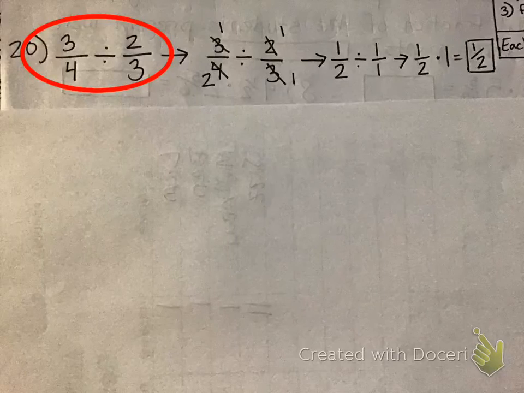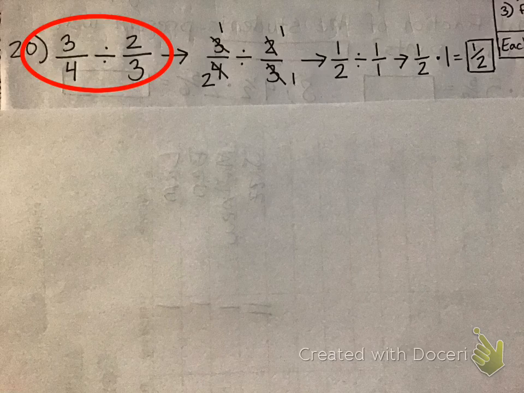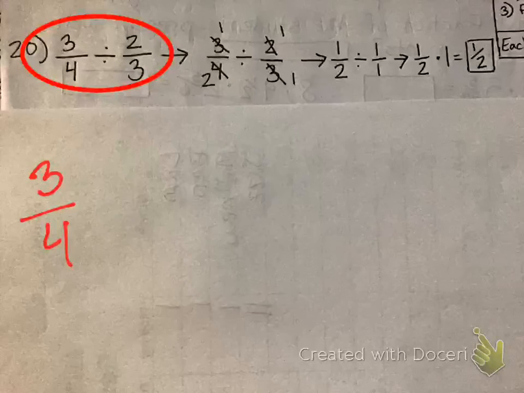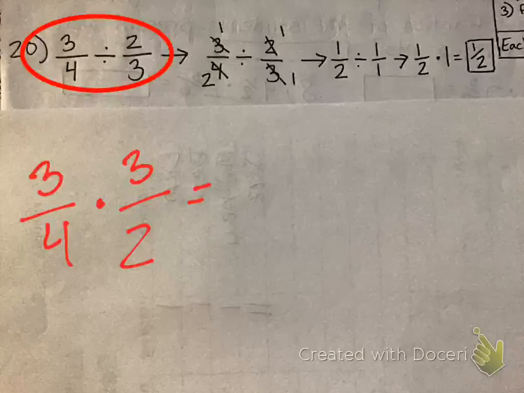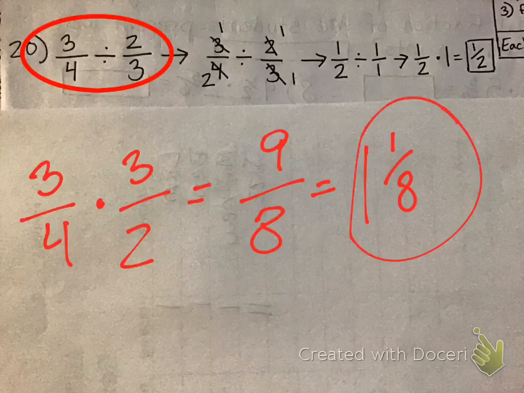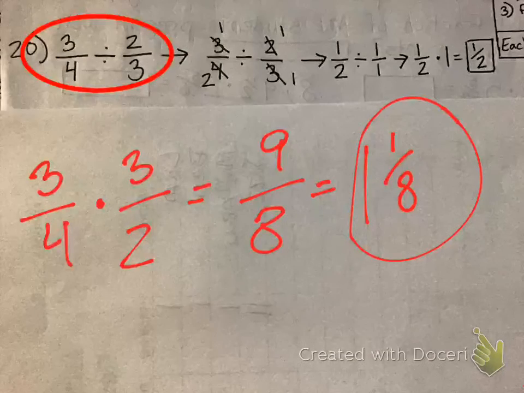Okay, Brendan, what do I have to do here? So I have to keep, change, flip. So it becomes, I keep doing that. It becomes 3/4. The change is times, and then it's 3 over 2. Can I cross cancel anything? No. So we just multiply across. It becomes 9 over 8. 9 over 8 simplifies to what, Emmett? 1 1/8. Excellent. What was the mistake I made in this problem?